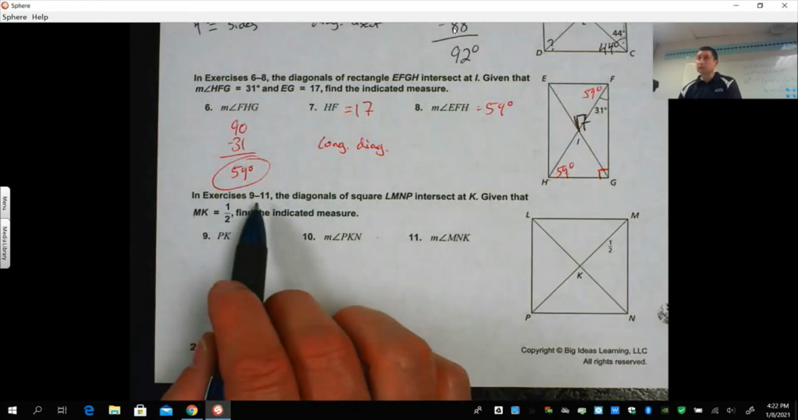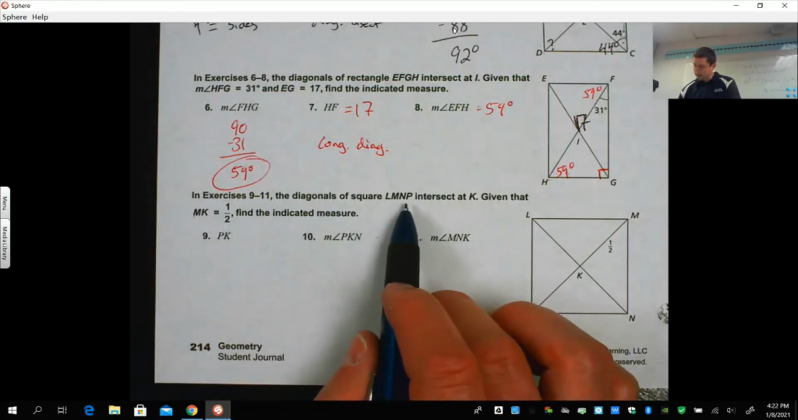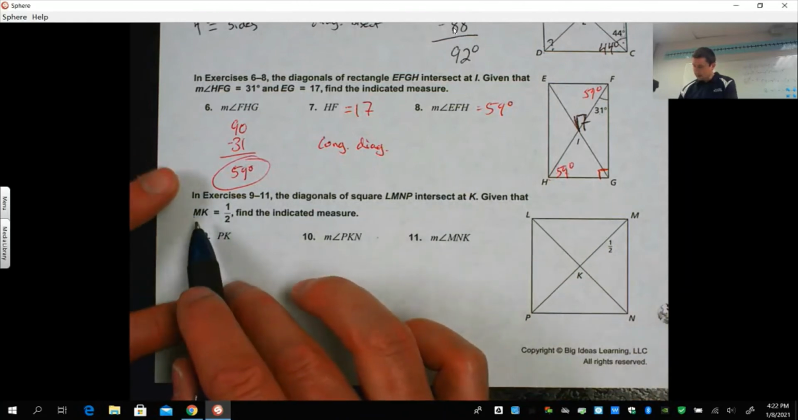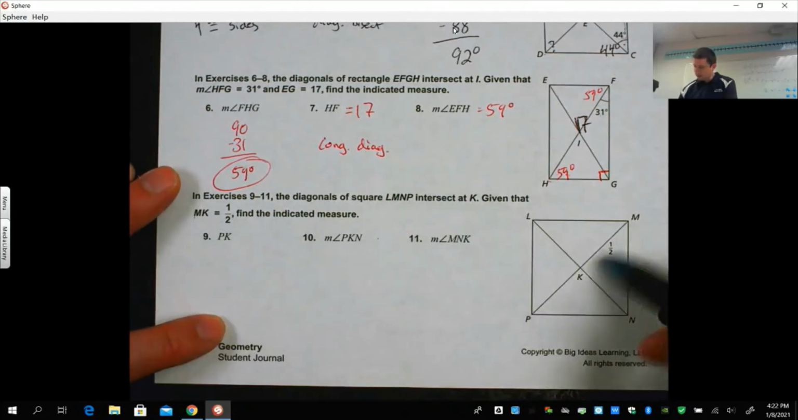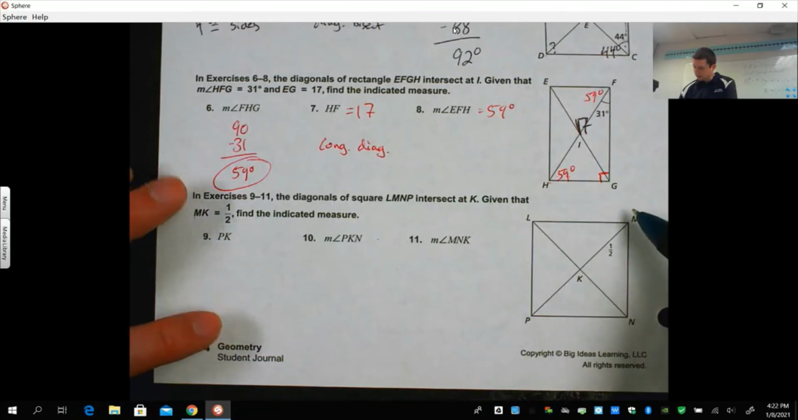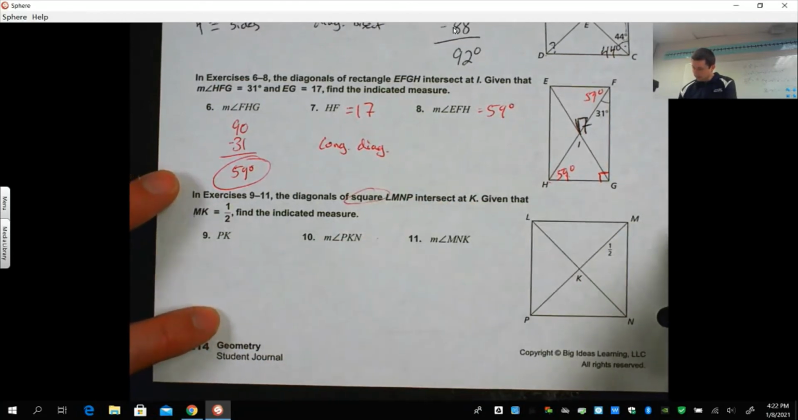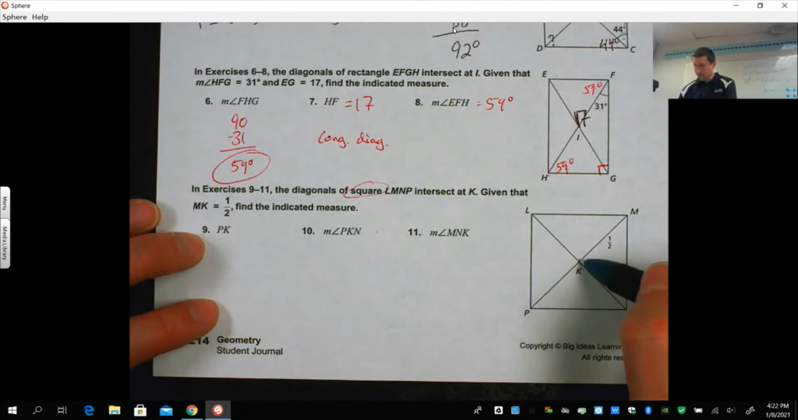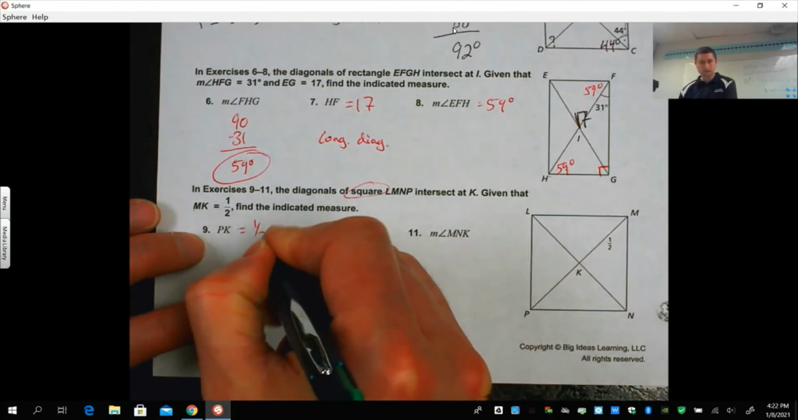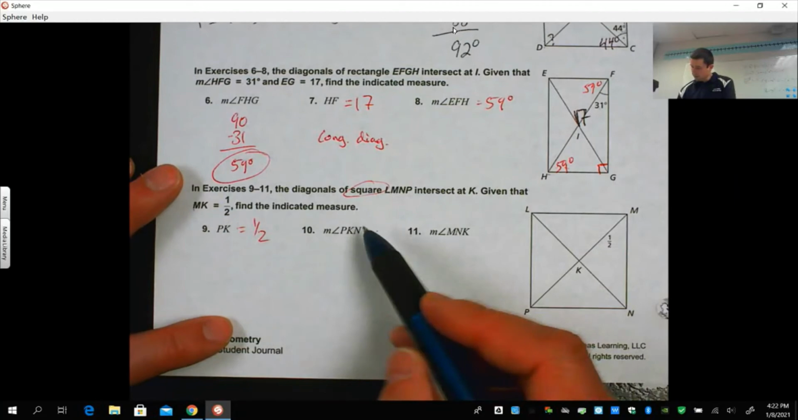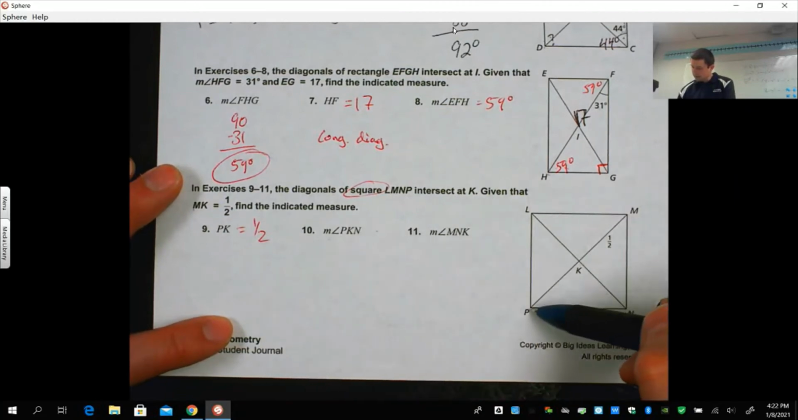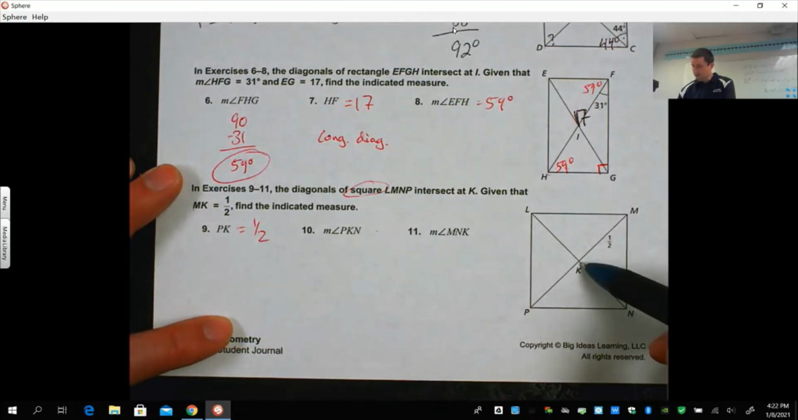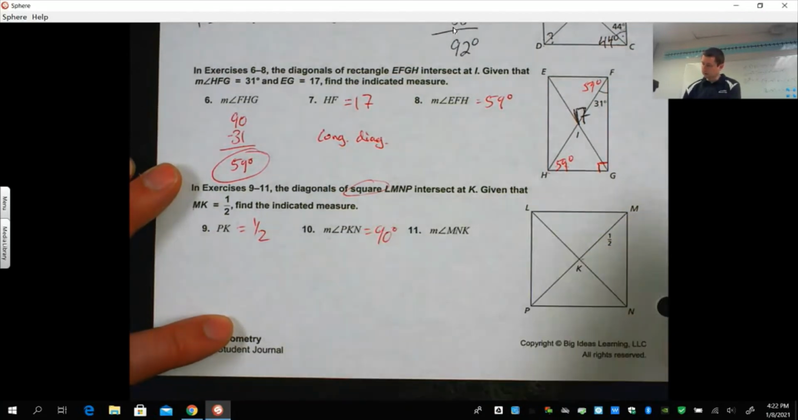Exercise 9 through 11. The diagonals of square LMNP intersect at K. Given that MK is equal to a half, find the indicated measure. So we have a square. They want PK. The diagonals bisect each other, so that's going to be a half. Measure of angle PKN. That's the intersection of the diagonals, and the diagonals in a rhombus and a square are perpendicular. That's going to be 90 degrees.